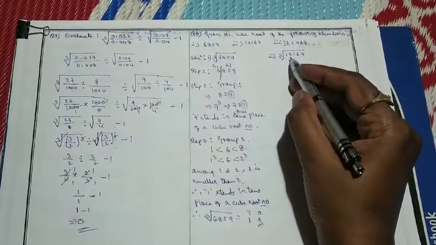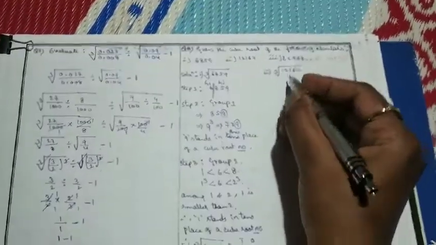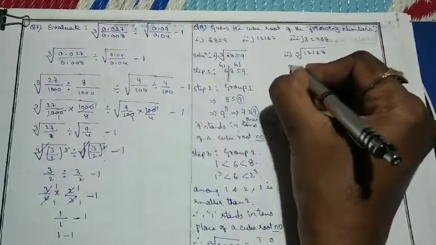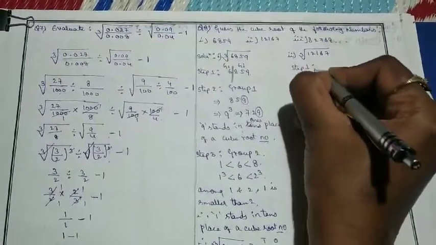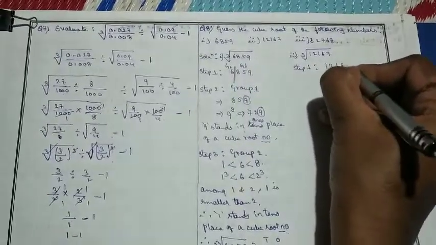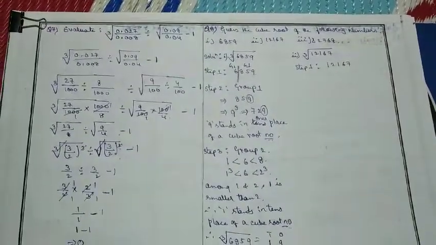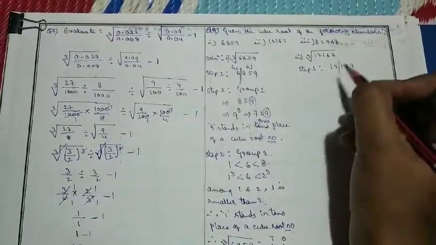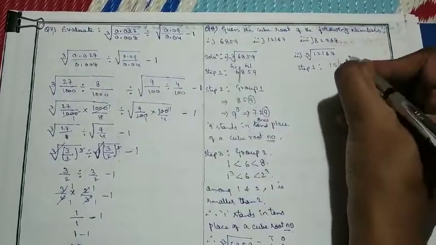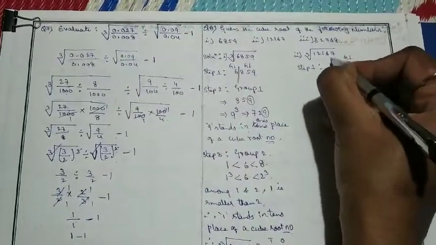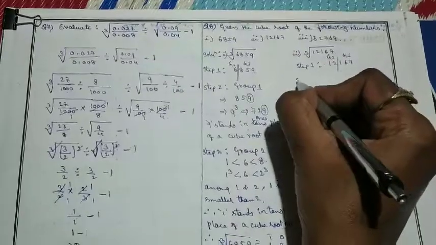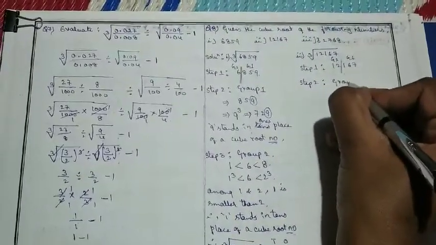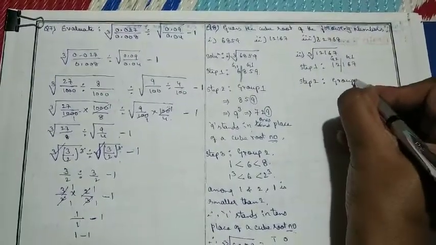The cube root of 12167. So here, step 1: divide the number into groups. From where? From the right side to the left side, that is, after every 3 digits it makes a group. So here this is group 1 and this is group 2. Next, step 2. What do we need to do? We need to consider the group 1 number. So what is the group 1 number?